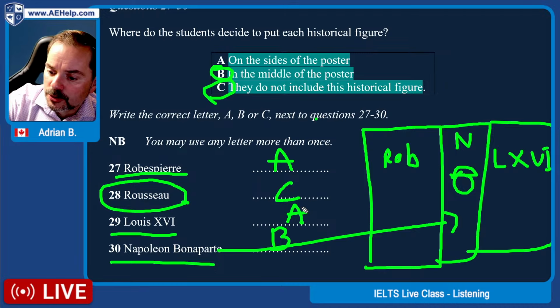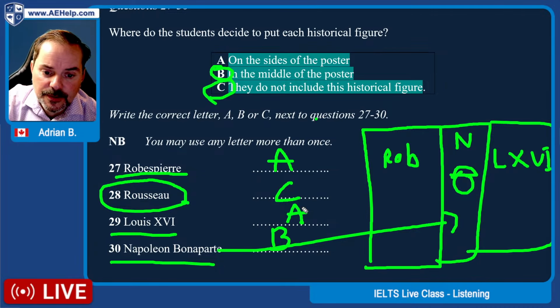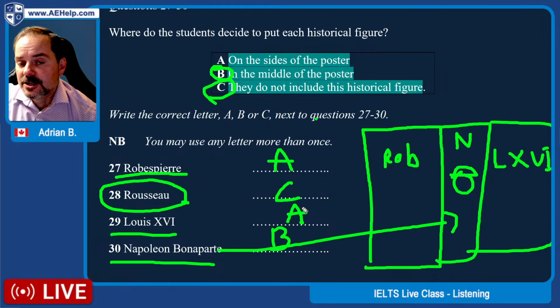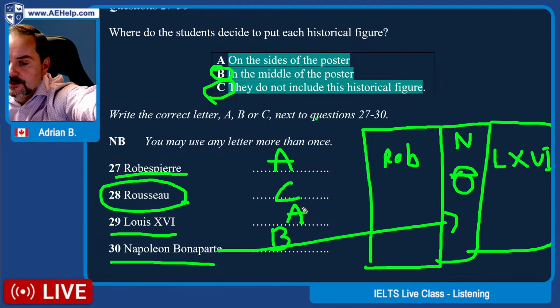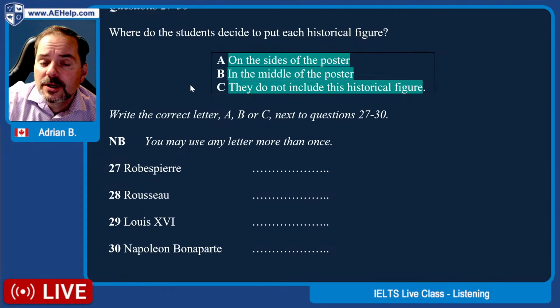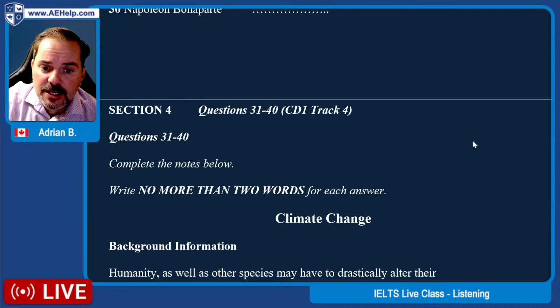Alexander, you almost got them all correct except for that first one. Okay. All right. They did talk about Robespierre. They just mentioned him briefly at the beginning. All right. Okay, students, I hope you did okay there. Count up your numbers. We'll take a look at that at the very end.